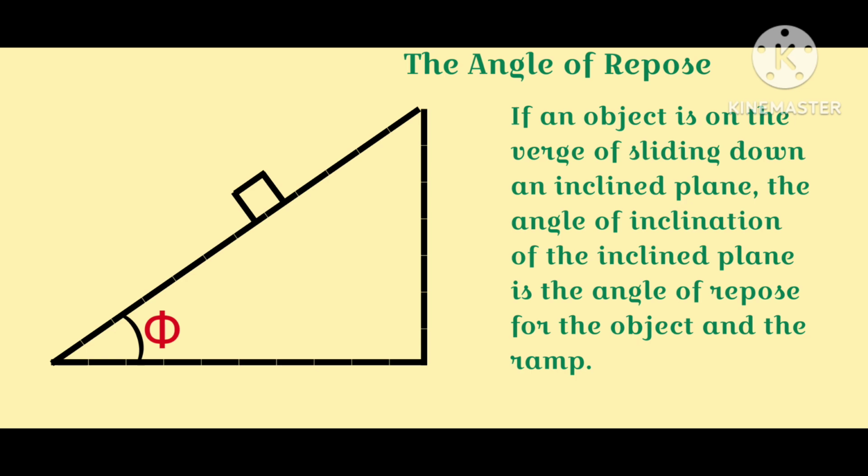The angle of repose for an inclined plane and an object is the maximum angle of inclination of the inclined plane for which the object can rest on the inclined plane relative to it. Let the angle phi be the angle of repose for the object of weight W resting on the inclined plane with the corresponding coefficient of static friction being mu s.